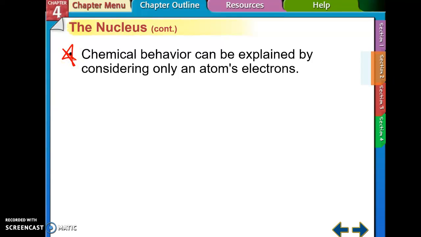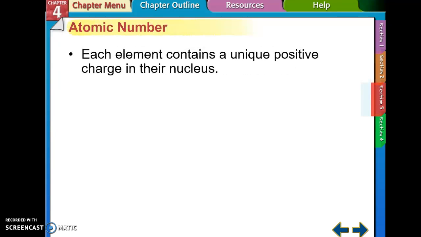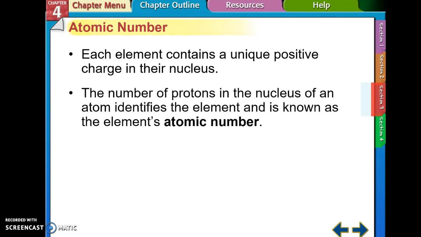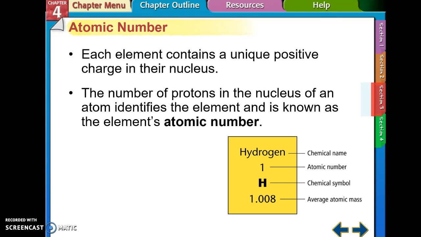We're not going to really talk about protons and neutrons other than the fact that they exist until we talk about nuclear chemistry. But the electrons are important, and they are going to determine the chemical's behavior. So, since each element contains a unique positive charge in their nucleus, electrons determine behavior, the protons determine identity. So the number of protons in the nucleus identifies the element, and that is known as the element's atomic number.